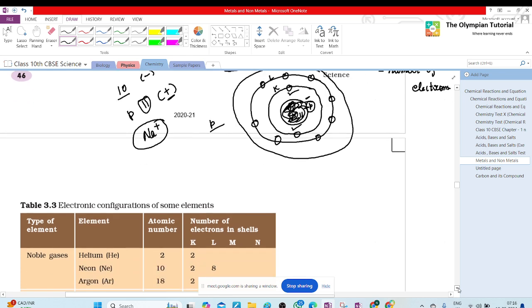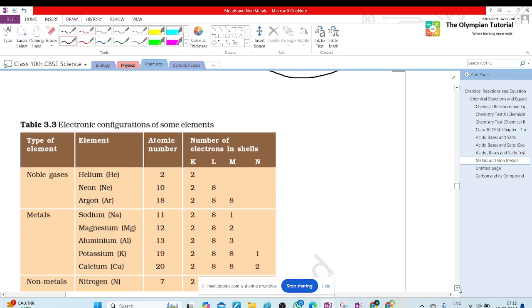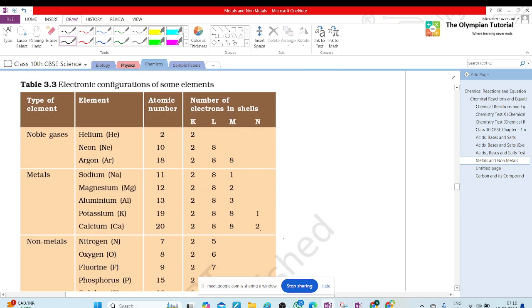This is the electronic configuration of some elements like noble gases, meaning helium, neon, argon. Why are they called noble gases? These are the atomic numbers, and these are the numbers of electrons in shells like K, L, M, N. Okay, so in helium 2, in neon 2,8, and in argon 2,8,8 we can see the octets are completed.